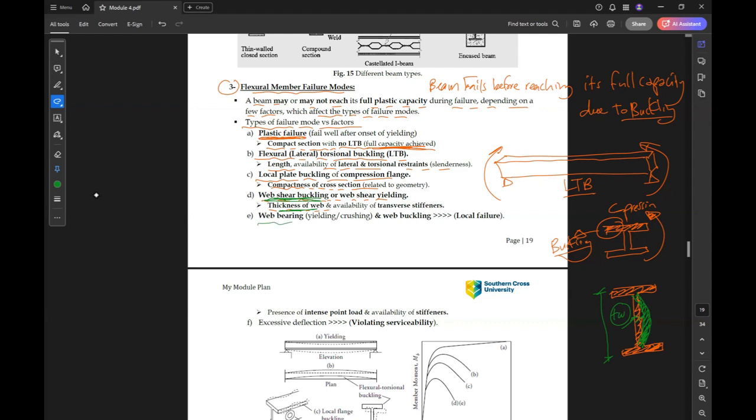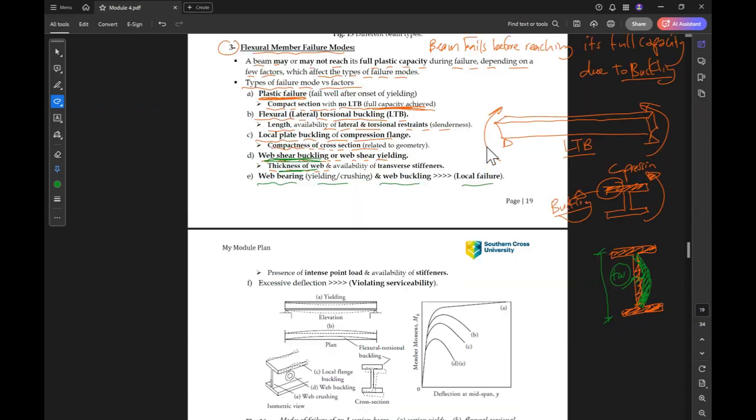Another option is web bearing or yielding, crushing and web buckling, local failure. This mode is quite similar to the top one, but not the full length of the web buckles, just part of it. So for example, something like that. So most of the web is still straight, but part of it buckles, which is local buckling or web crushing.